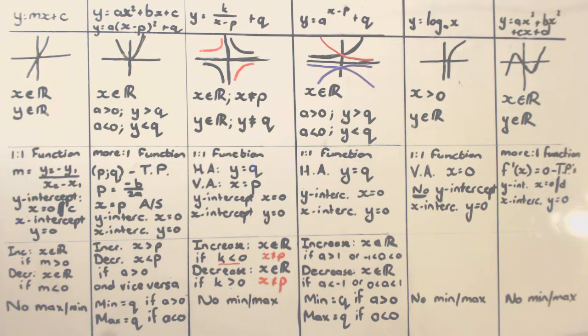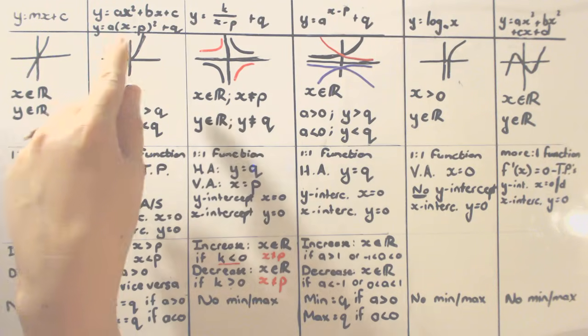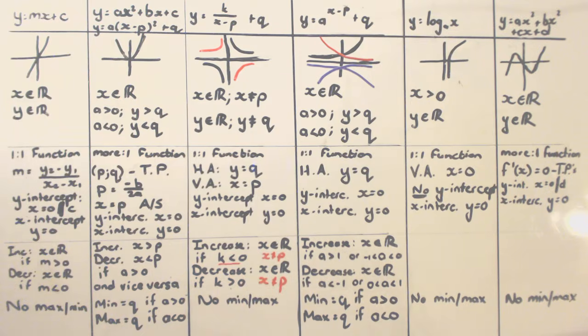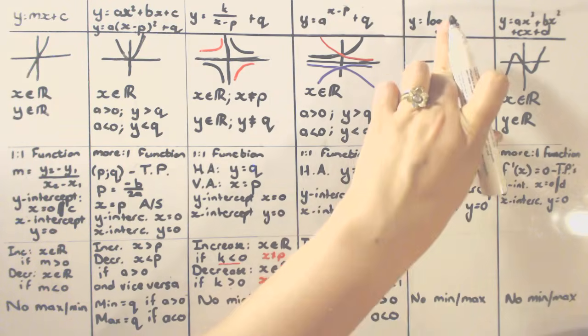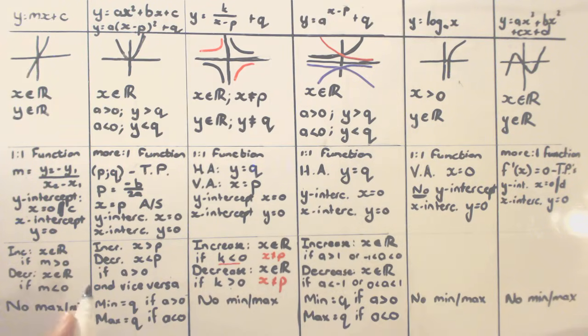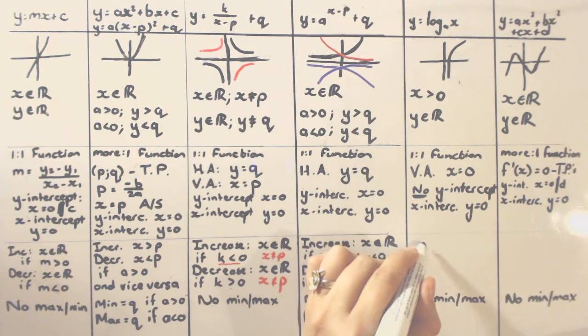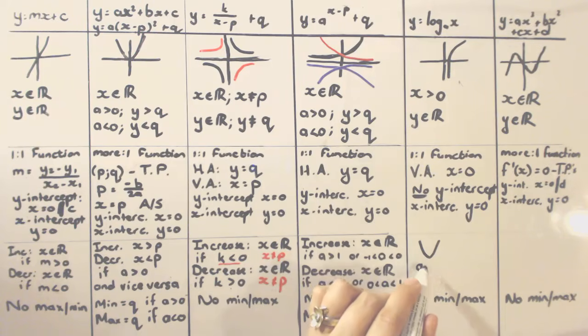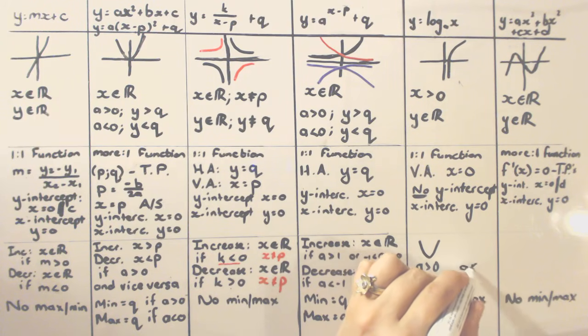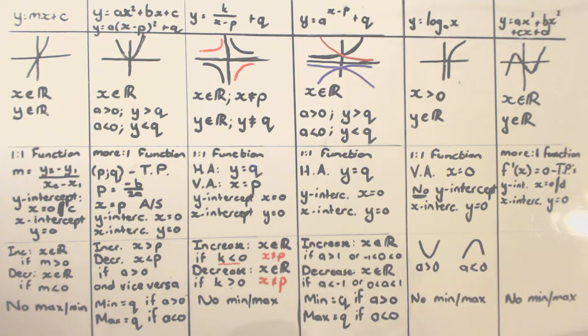Now whether it will have a minimum or maximum depends yet again on the a value. So if the a value is positive, I'm just going to draw here the parabola. So if the parabola's a value is positive, the graph looks like this, right? And if the a value is negative, the graph looks like that. So if it is a positive a value, the graph will have a minimum point, and that minimum point will be the y value at the turning point, which is q.